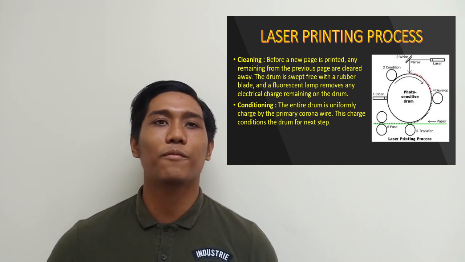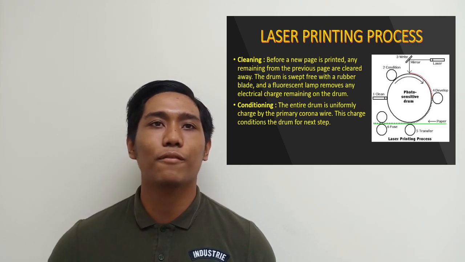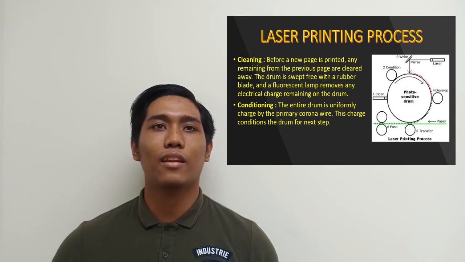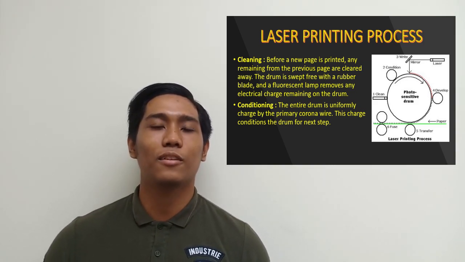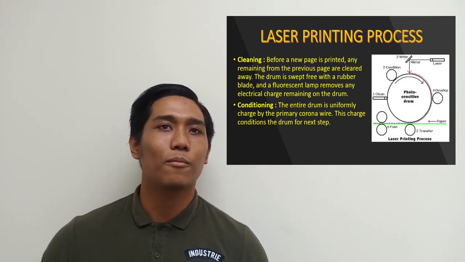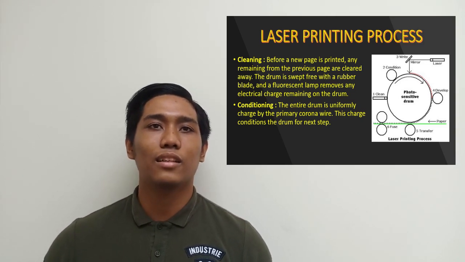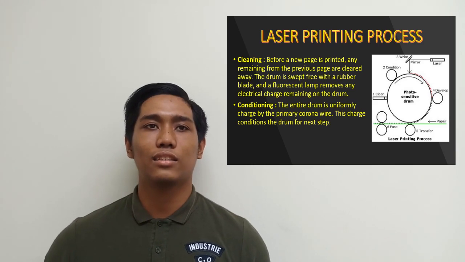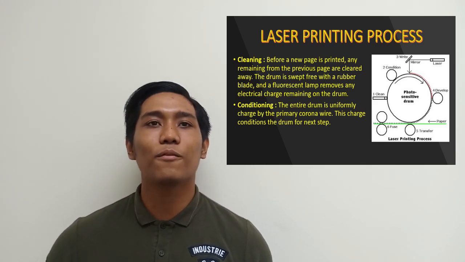The drum is swept free with a rubber blade, and the fluorescent lamps remove any electrical charge remaining on the drum. So the second step is the conditioning process. The entire drum is uniformly charged by a primary corona wire. This charge conditions the drum for the next step.